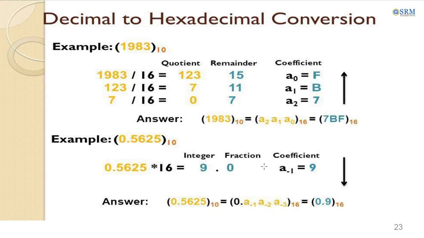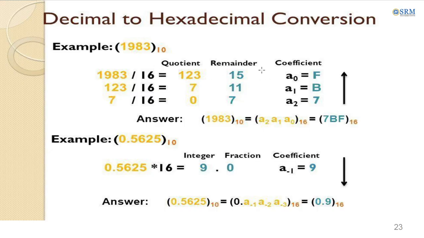Similarly, we have a decimal to hexadecimal conversion. So in decimal to hexadecimal conversion, again the same method you have to use, and whenever we are dealing with the integer number, we have to divide by 16. Okay, we have to divide by 16. 16 is the base, that's all.